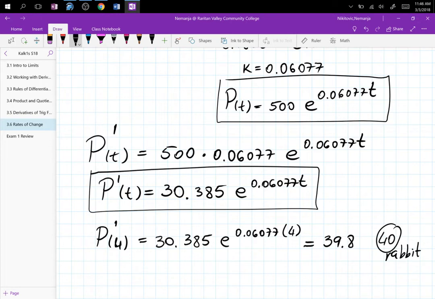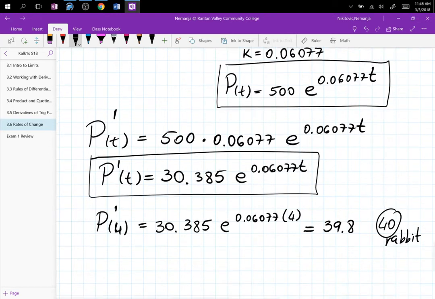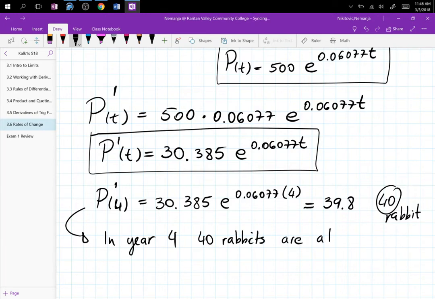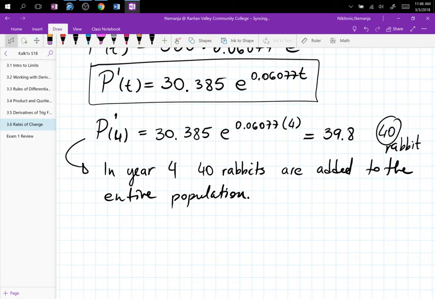In year 4. Now, this calculation means in year 4, 40 rabbits are added to the entire population. Not to be confused with P of 4.